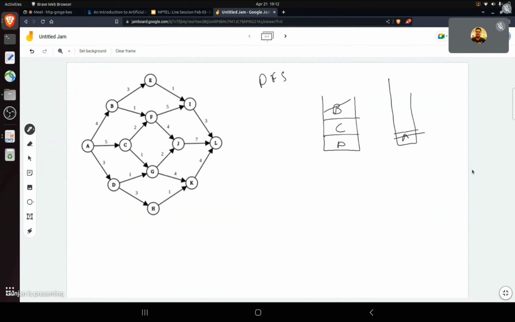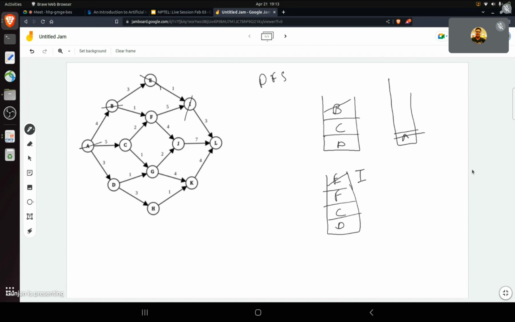Then we will pop B, right? So A is done, B is done. The children of B are E and F, so we'll put E and F. But at the time of insertion, we will ensure that E is at the top, because that is what we will explore next. Then we will pop E. The child of E is just I, so we'll replace E with I.